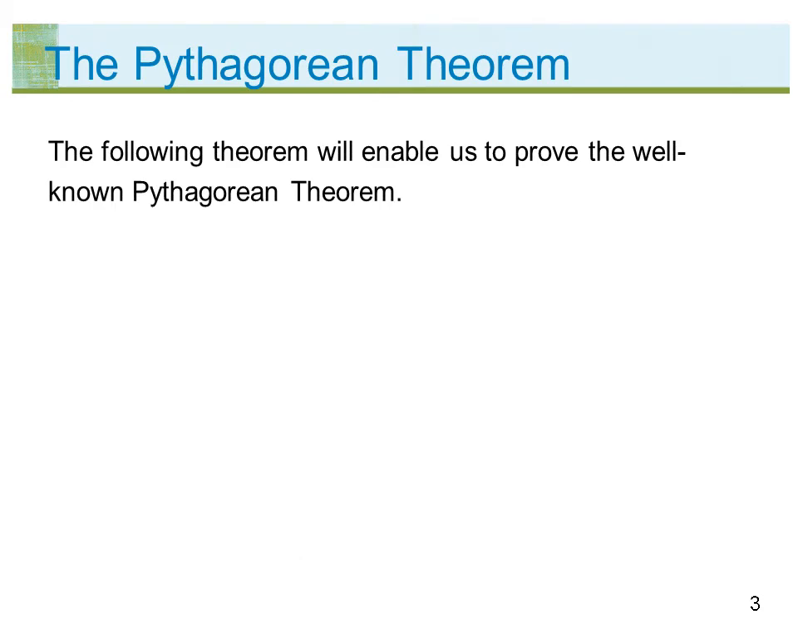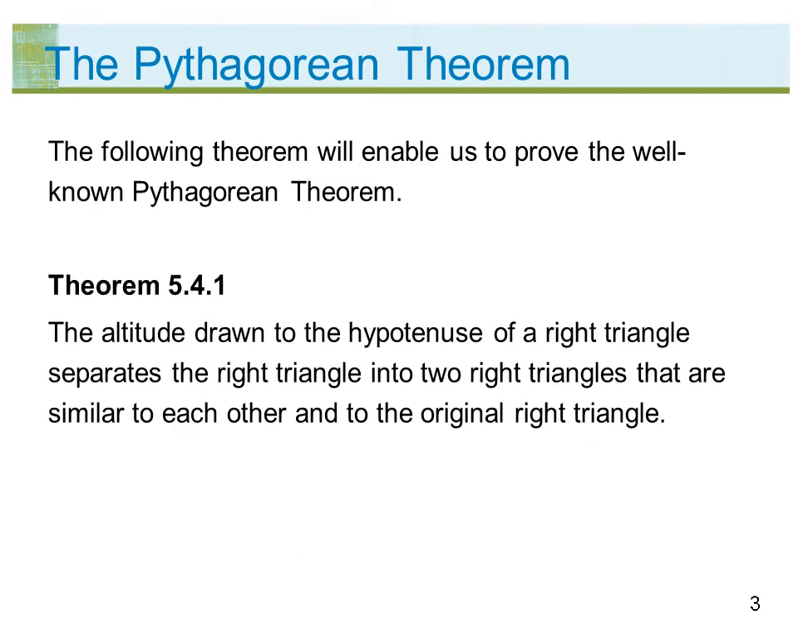The following theorem will enable us to prove the well-known Pythagorean theorem. Theorem 5.4.1. The altitude drawn to the hypotenuse of a right triangle separates the right triangle into two right triangles that are similar to each other and to the original right triangle.